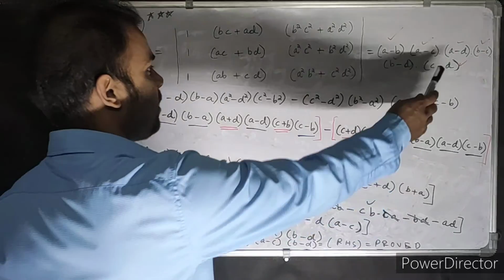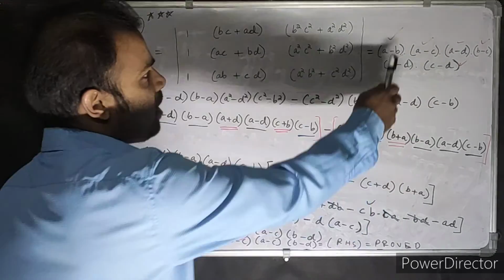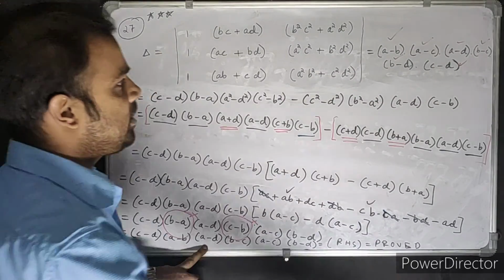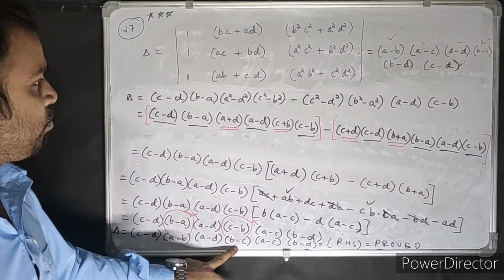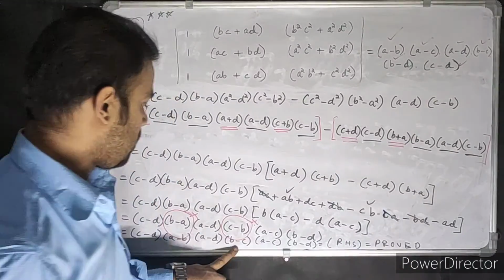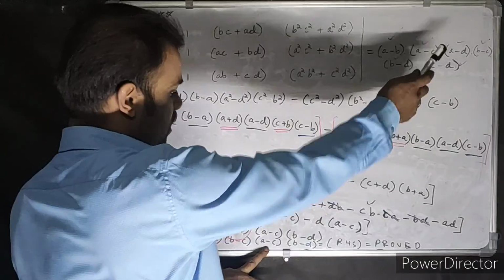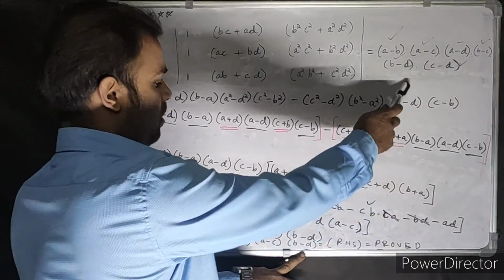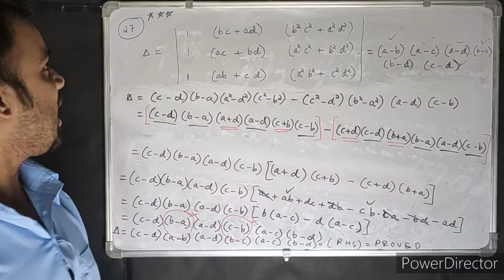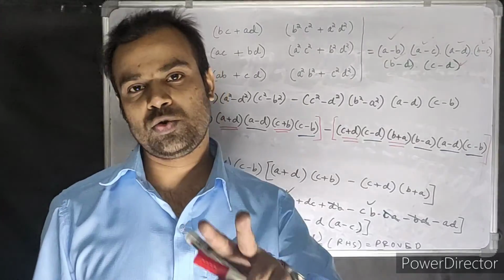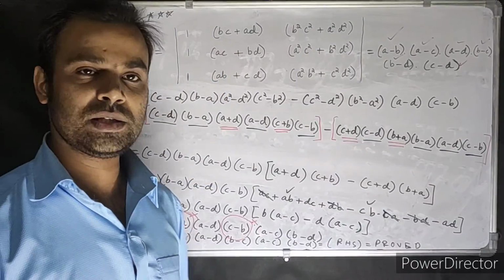Now when you check, you will see all are correct. C minus D is correct over here. A minus B here, A minus D here, B minus C here, A minus C here, B minus D here. That's it. That's important. Question number 27. Only 2 questions for today because these questions are very long.